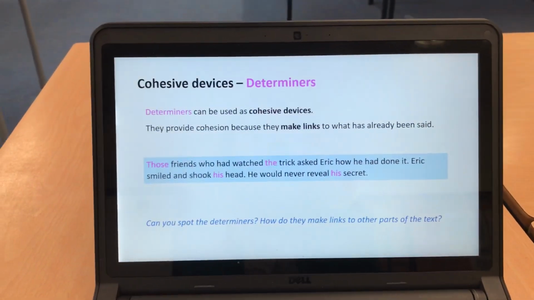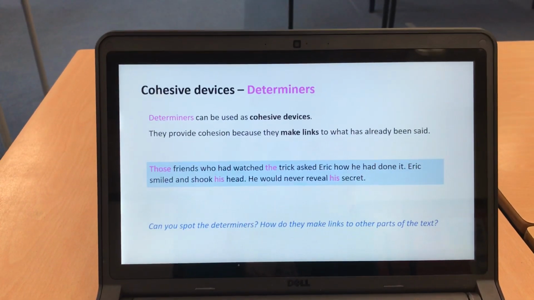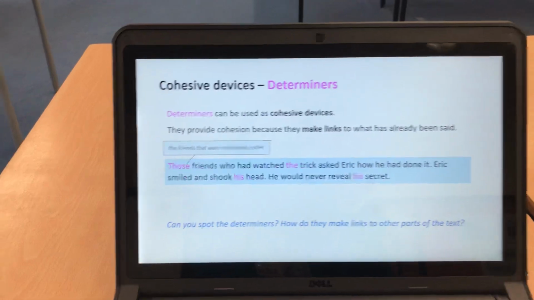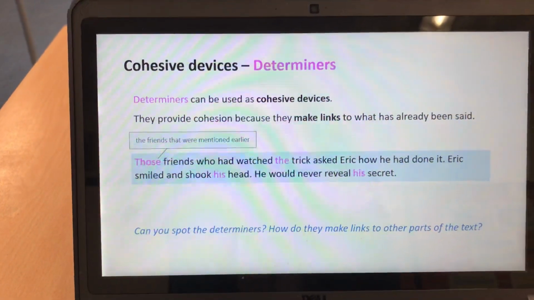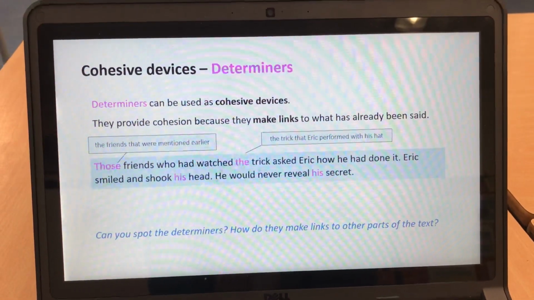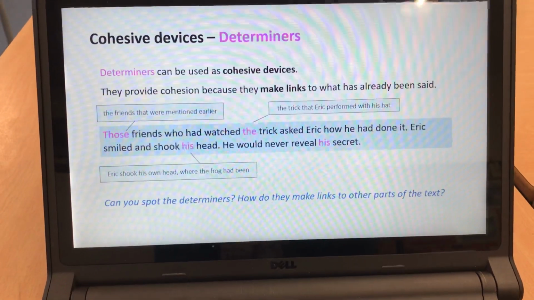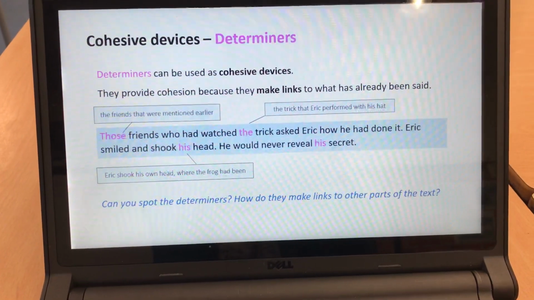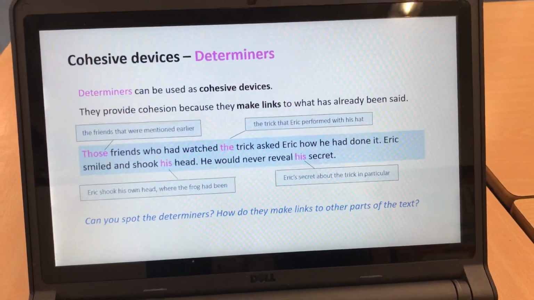Okay, so we've got those, the, his, and his. Those is referring to the friends that were mentioned earlier, so it's specific. The is again specific. It's the trick that Eric performed with his hat. His is again specific. It's talking about Eric. And again, his is specific, talking about a particular trick.